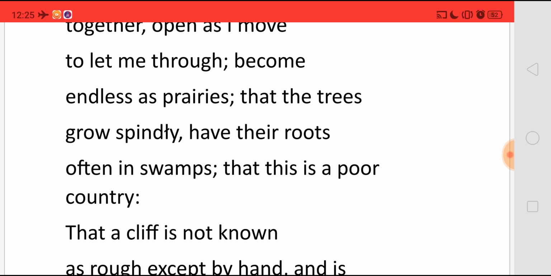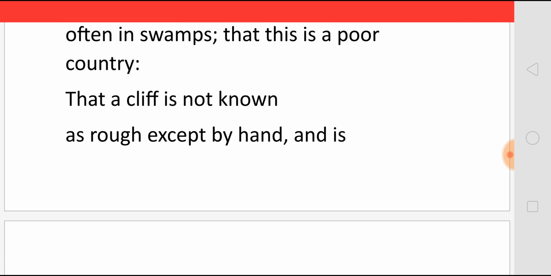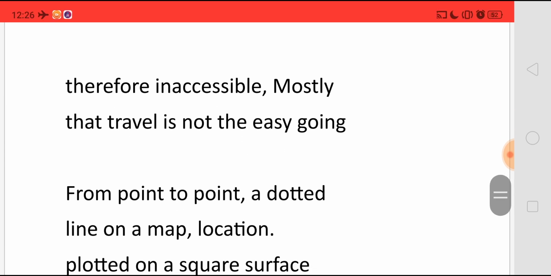So she says her mind is in a very poor state. Maybe she is not able to get into that poetic creativity, and maybe her everyday activities and the negative thoughts are pulling her down. That a cliff is not known as rough except by hand, and she says there is actually a cliff. We will not know unless we walk there, and it is therefore inaccessible. See, it's a cliff. If you take even one step ahead, you are going to fall down. No one is going to try it. Therefore, it is inaccessible. That is, it is not reachable for anyone.